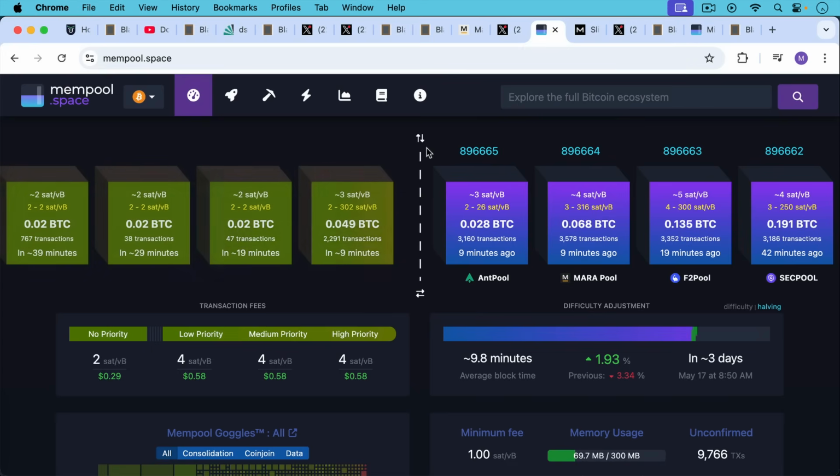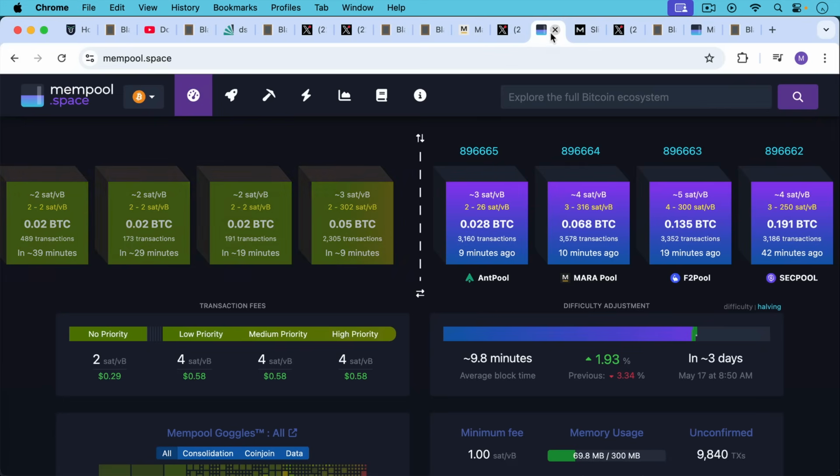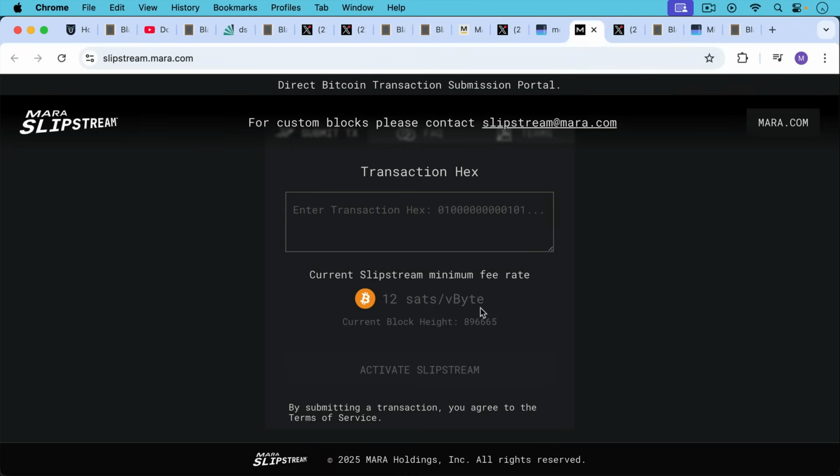If we take a look at how much it costs, currently the transaction fees to get in the next block are 4 sats per vbyte while I'm recording this. If we go to MARA and refresh this, we can see that MARA's Slipstream transaction fee is roughly 3 times what it is for regular transactions submitted through nodes, which is 12 sats per vbyte. So this is a much more expensive thing.